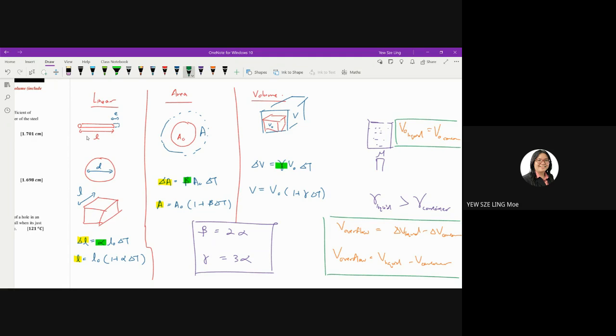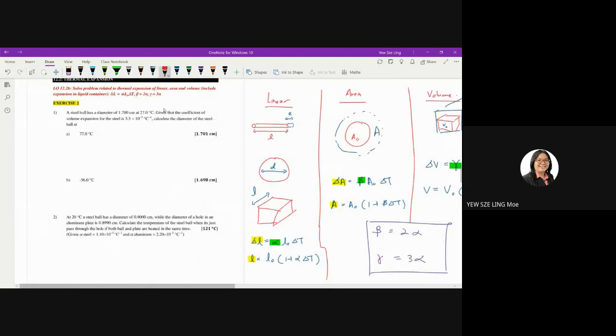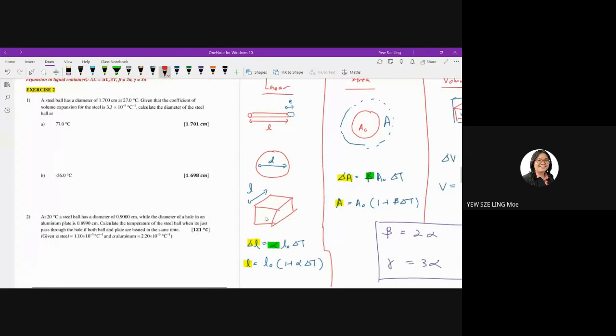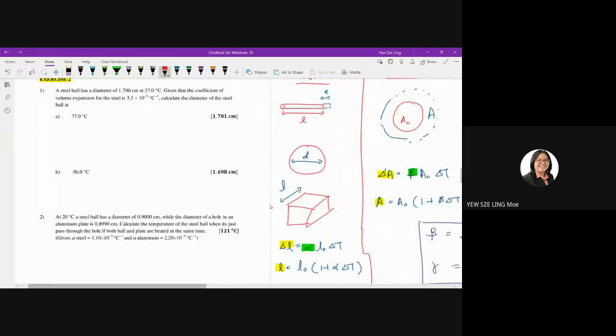Okay, now let's look at question 1. Zoom it in a little bit. All right. So now a steel ball has a diameter of 1.7 cm at 27 degrees C. Given the coefficient of volume expansion for the steel is 3.3 times 10 to the power negative 5 degrees C negative 1, calculate the diameter of the steel ball at 77 degrees C.